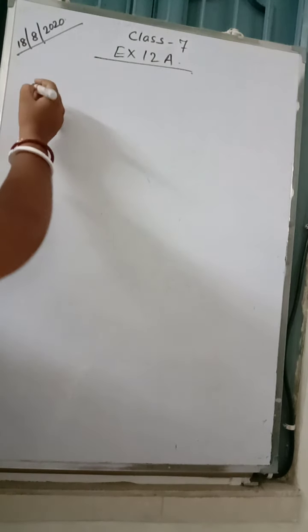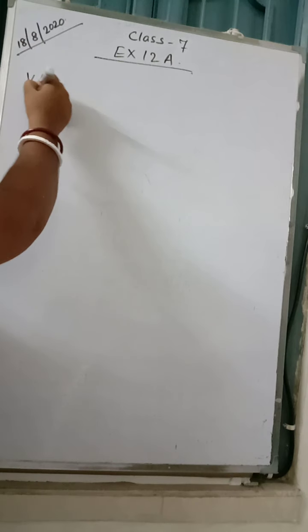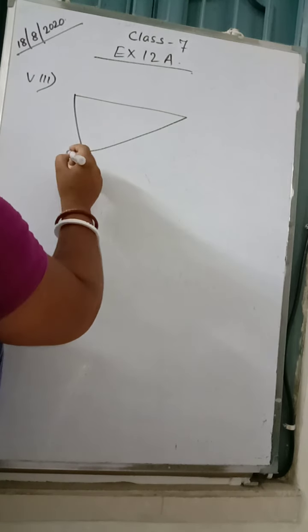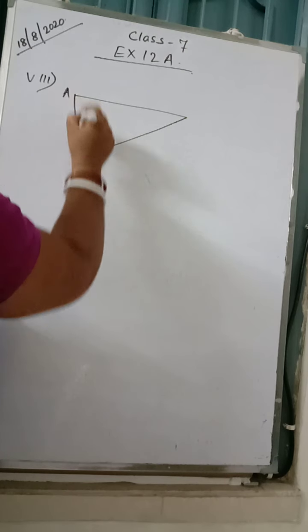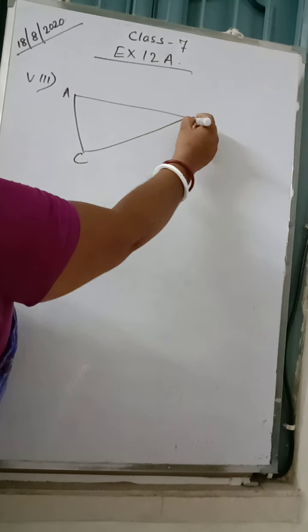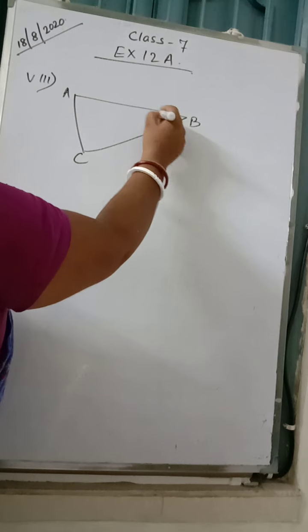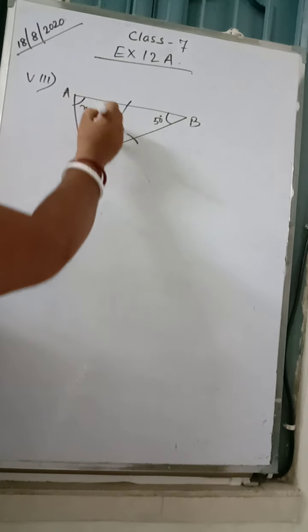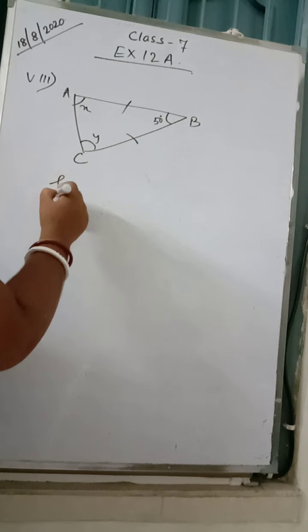Look at figure number 8. The figure is something like that. This is A, C and B. This is given 50 degree. And this side let us mark like that. This is X and this is Y. So what do we see?